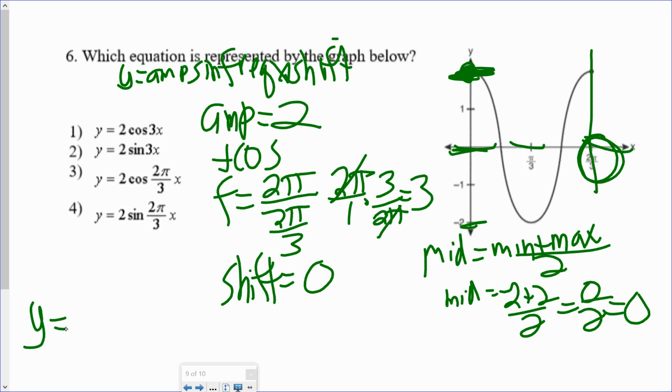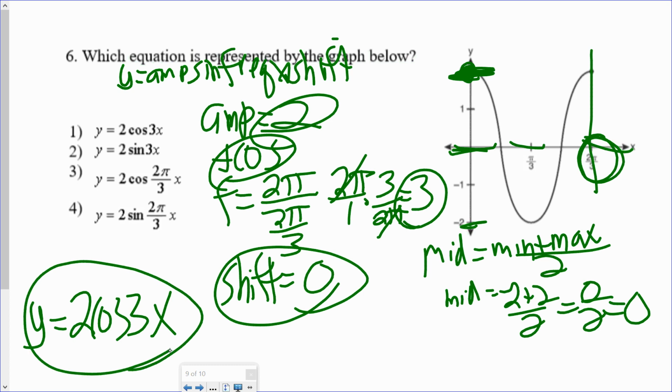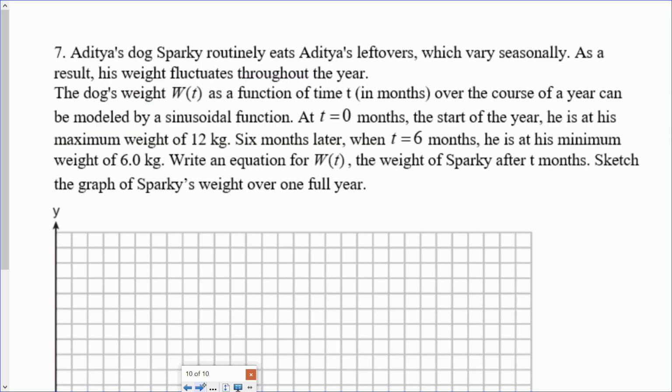So I now sub into amp sine freq x shift. Amp cosine freq x shift. Shift of 0 I don't need to put in. I could write plus 0 if I want, but you're not going to see that there. Choice 1 is your answer. We have one more example to go over.